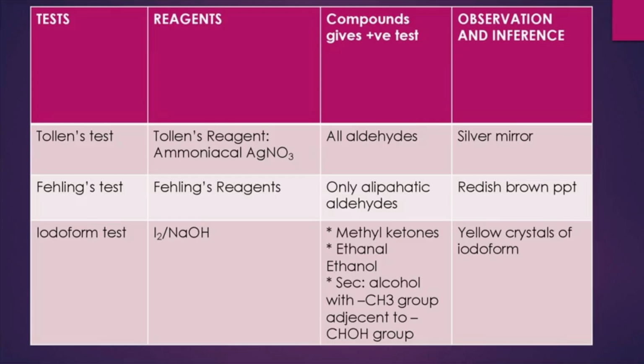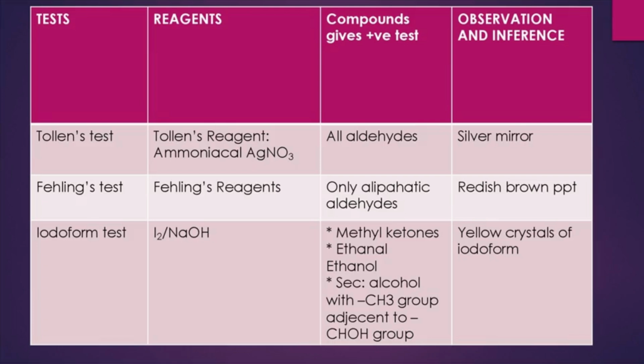The next test is Fehling's test. We have two solutions, Fehling A and Fehling B. When we take an equimolar mixture of these and react it with aliphatic aldehydes, it gives a reddish brown precipitate. But if you use aromatic aldehydes or ketones, the result will be negative.